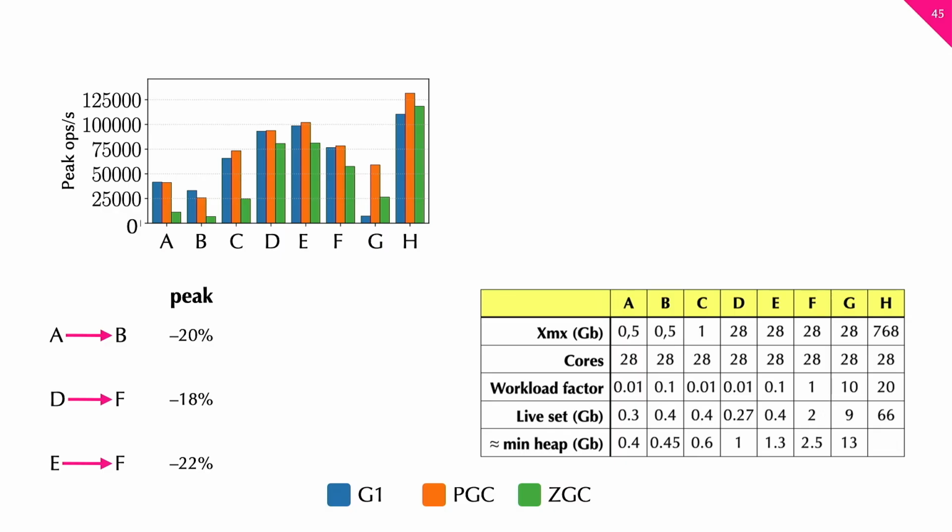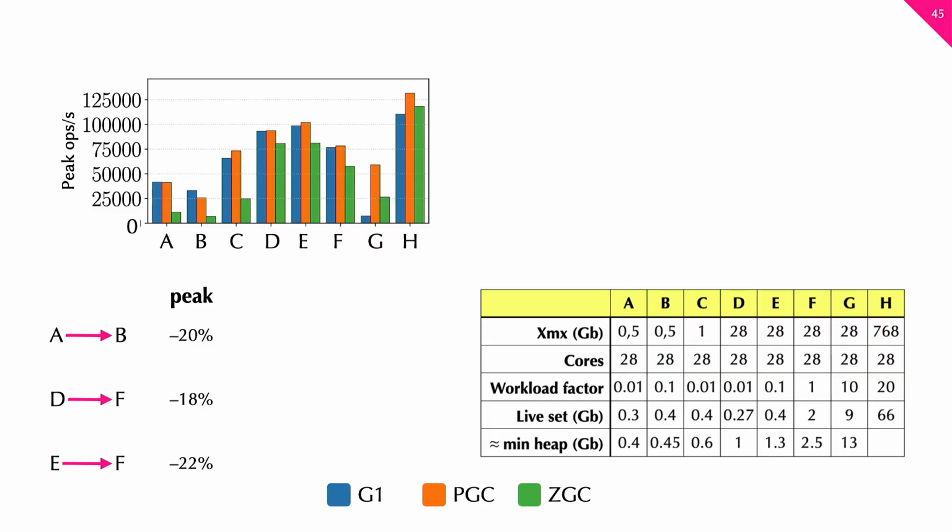Now we're giving these programs 0.5 gigabytes of heap. So these are running very constrained, similar to a min heap situation, if you like, on a 28-core machine. The min heaps that we calculated here are 0.4 and 0.45 gigabytes, so we're running fairly close to that space. And the workload factor for the A and B configurations is scaled down by 10 and then another 10 times to get from B to A. And that has some impact on the live set, as you can see.